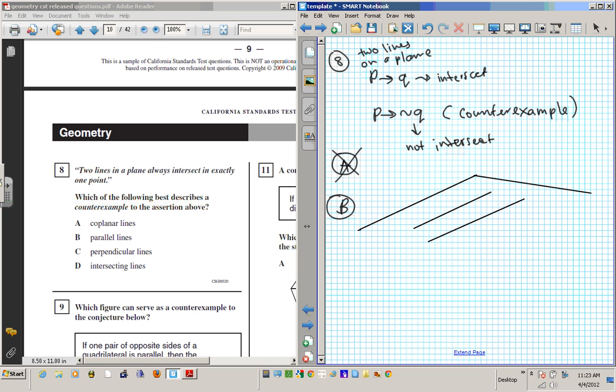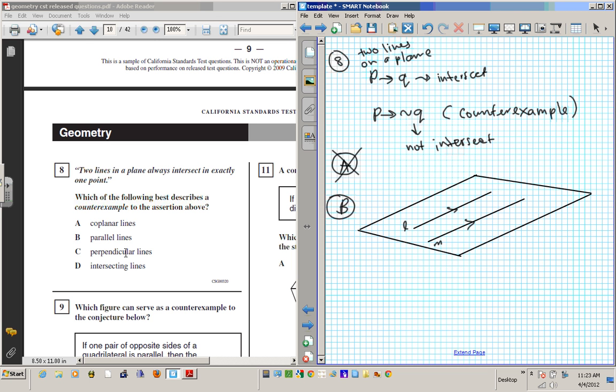So if I have two parallel lines on a plane, do they ever intersect? Let's say this is line L and this is line M. If they're distinct lines, they never intersect. So we have two lines on a plane which are parallel, but they never intersect. This is a perfect counterexample because you have P, two lines on a plane, and not Q, the opposite of the conclusion, they do not intersect. That's a counterexample. So our answer for this one is B.